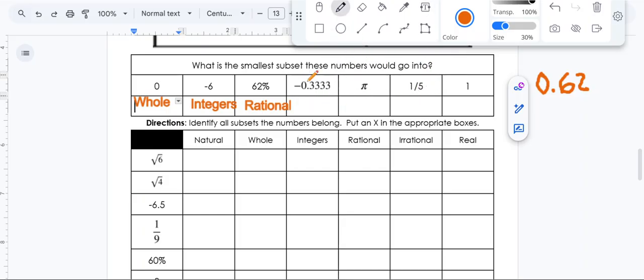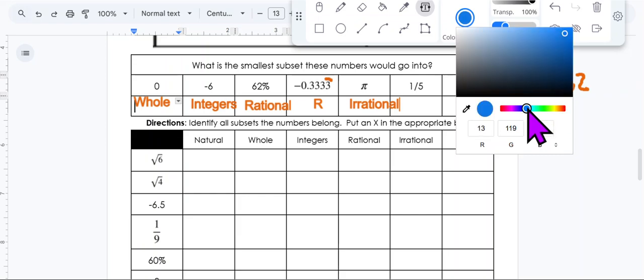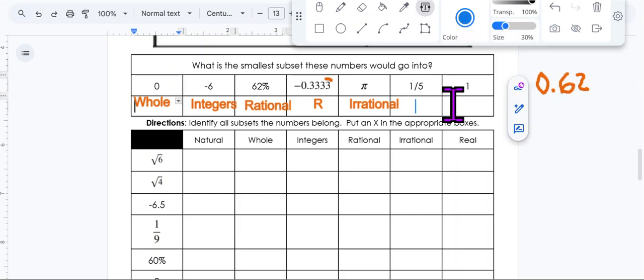-0.33333 repeating. So anytime a decimal repeats, it is also a rational number. So I'm just going to type a big R there because that's another rational number. Okay? Pi. Pi, we know, goes on forever, does not repeat, so it's irrational. Pi is irrational. 1/5, it's a fraction. That's a big hint. If it's a fraction, it's rational all the way, right? You just got to see if it can simplify it. 1/5, you can't simplify it anymore, so we know that's rational. I'm just going to put another R for rational. That's a rational number, though, all right?